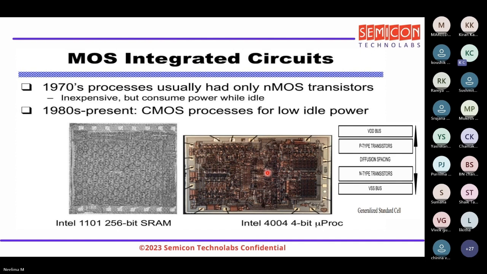And then this is one of the standard cells, which is developed from the transistor. It has a VDD bus, a P-type transistor and an N-type transistor. P-type and N-type are separated by diffusion spacing. And then finally, at the bottom, we have the VSS bus.